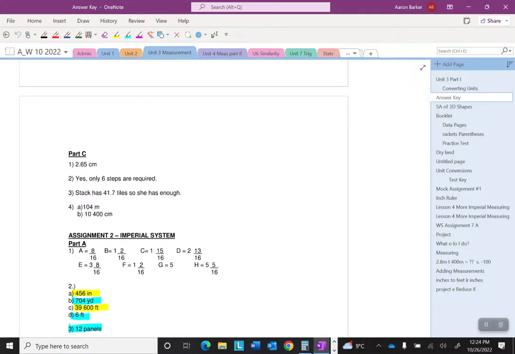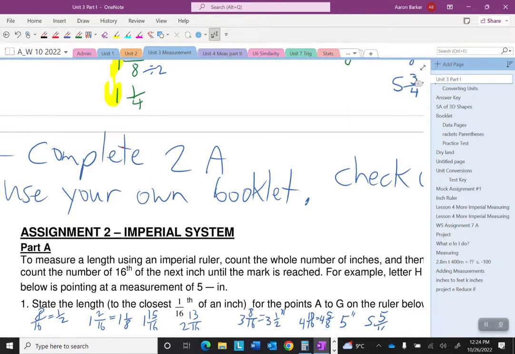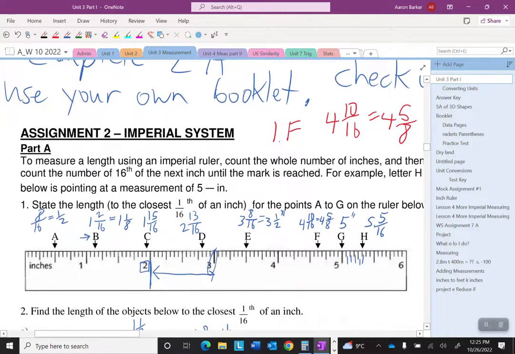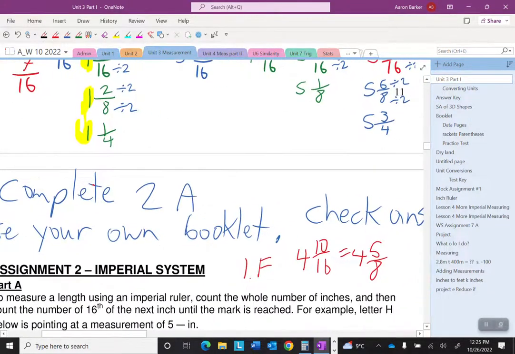1F is incorrect. Maybe I'll just write that up there. All right. So number 1F, I believe it's 4 and 10/16, which works out to be 4 and 5/8. Let me just double check. Yeah, that's right. So number one, letter F is 4 5/8.